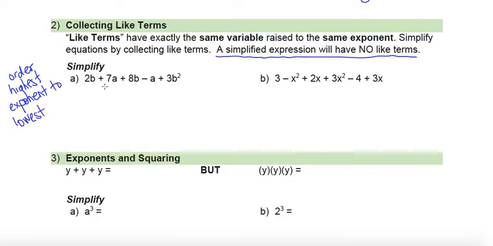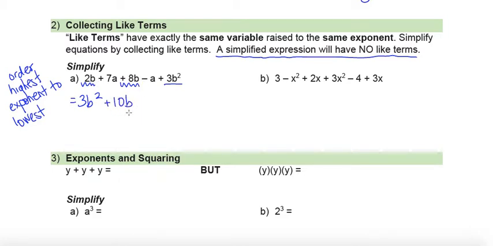So if we're looking at simplifying example A, we want to start with the highest exponent. So that is our b squared. We only have one term that has a b squared, so that's what we're going to start with. So 3b squared. And now we're going to take a look at either our a's next or our b's next, and it doesn't really matter. Let's go with our b's since we started with a b squared. So we have a 2b and we have a plus 8b. So 2b plus 8b is plus 10b.